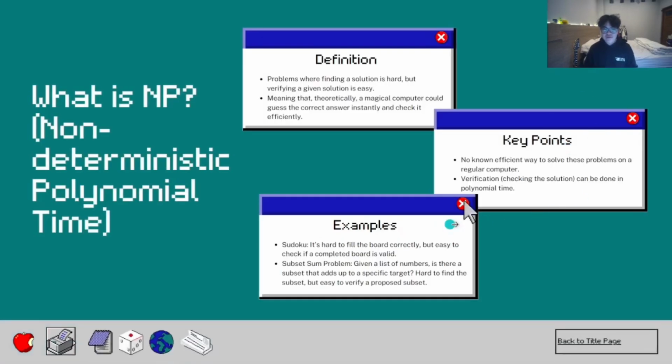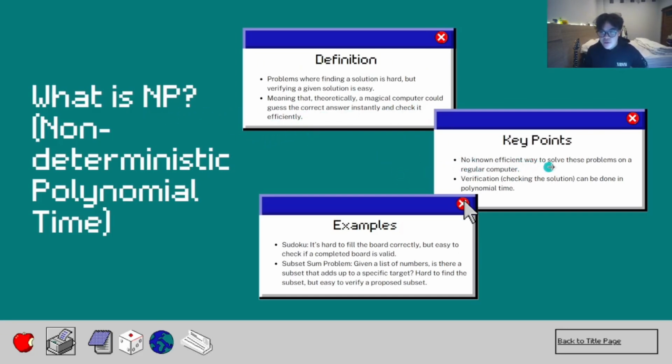Now, let's go further into discussing what is NP, or non-deterministic polynomial time. If we were to look at the definition, these are problems where finding a solution is hard, but verifying a given solution is easy, meaning that theoretically, a magical computer could guess the correct answer instantly and check it efficiently.